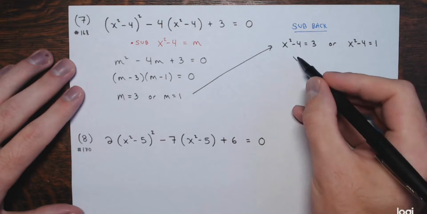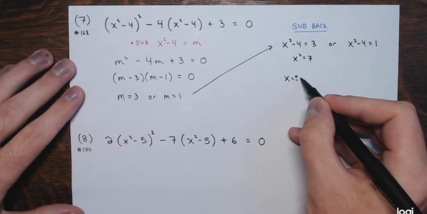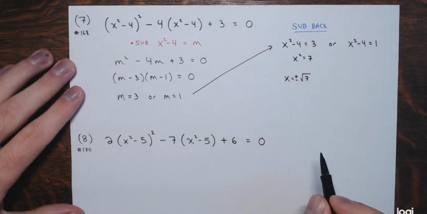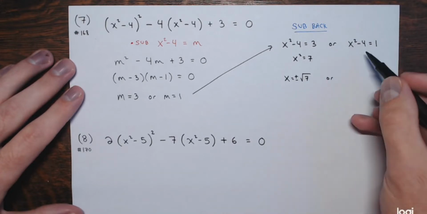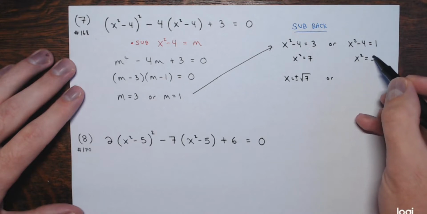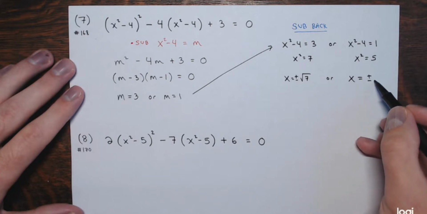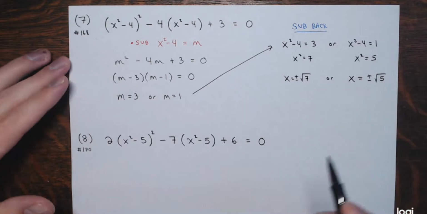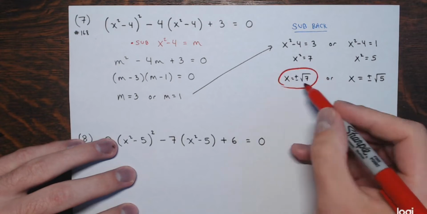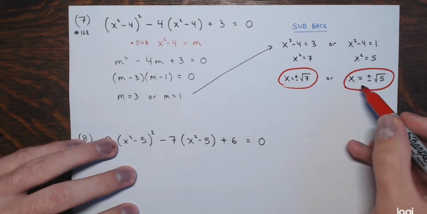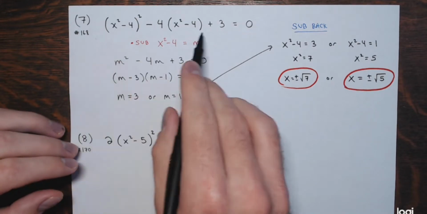This would give me x squared equals 7, so x equals positive or negative square root of 7. Alright, so two solutions there, positive square root of 7, negative square root of 7. Here we have x squared equals 5 after adding 4, and I get two solutions from this as well, positive or negative square root of 5. Alright, so 4 solutions, positive root 7, negative square root of 7, positive square root of 5, negative square root of 5. And again, I leave it to you to check that those actually work back in the original equation.